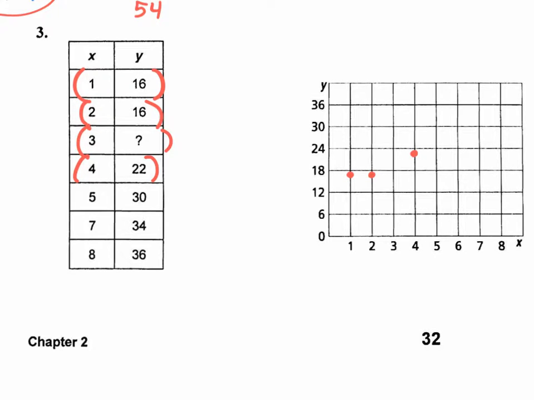Now let's go to the next one, (5, 30). 5 and then up to 30. 30 is a nice one because it's actually there. Moving on, (7, 34). (7, 34) is almost to 36, but not quite. And then (8, 36), the last one. 8 on the x, 36 on the y, which is right there. Okay, so we have these points.